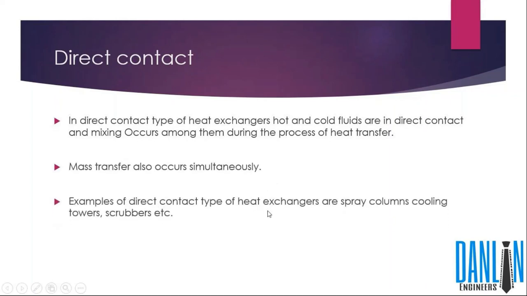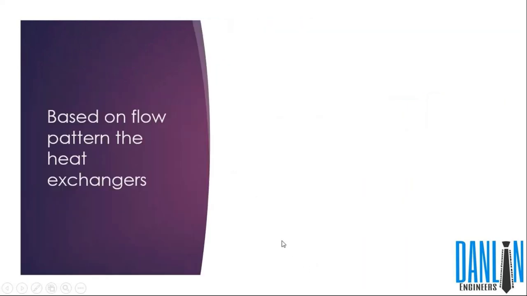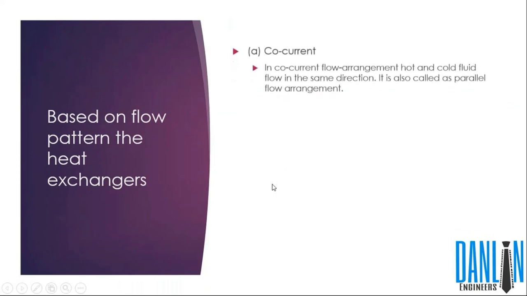So these types, the scrubbers and the column cooling towers, these exchangers are considered as direct contact. This is based on how the process operation is going to be handled, so these are the three methods we can say. And based on the flow pattern, we can name the heat exchangers in three patterns.